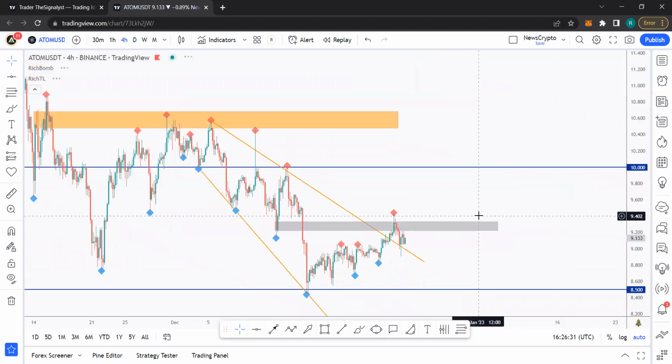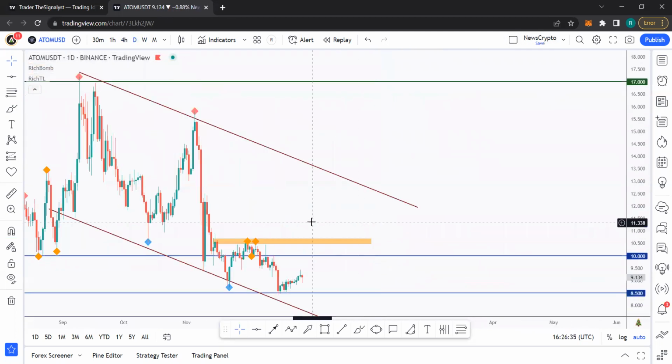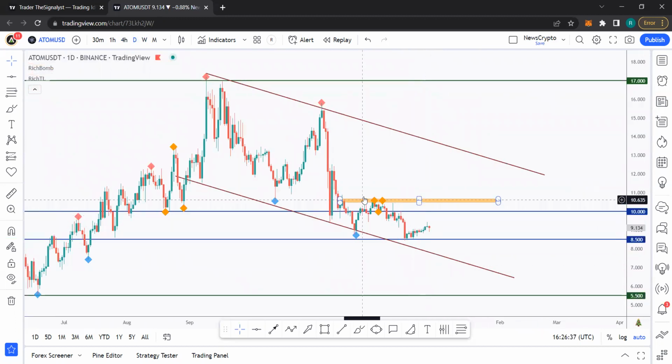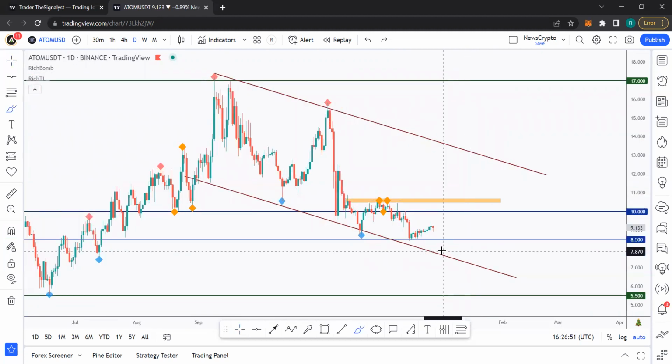If you move forward to Atom, can't really say much around the support zone. For the bulls to take over from a long-term perspective, we need to see a break above this high. And if we break below this 8.5, expect further bearish movement. It would be the previous low, a support zone, broken downward, and so on. So it wouldn't be good for Atom if we break below this 8.5.